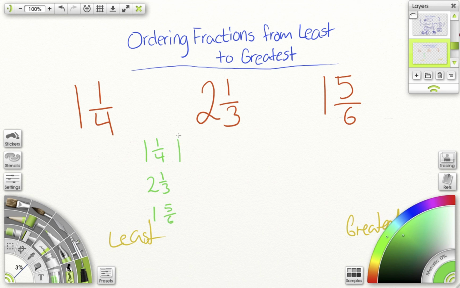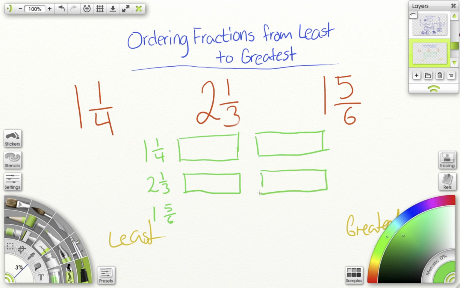So here's my strips, but I'm going to split this strip up. This represents one whole strip, and this will be the fraction over here. I'll show you how we're going to split them up in a second. This one has a 2, so that means this is 2 wholes. So I have 2 wholes plus the fraction left over.